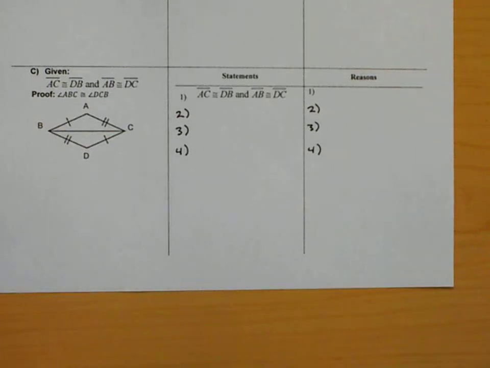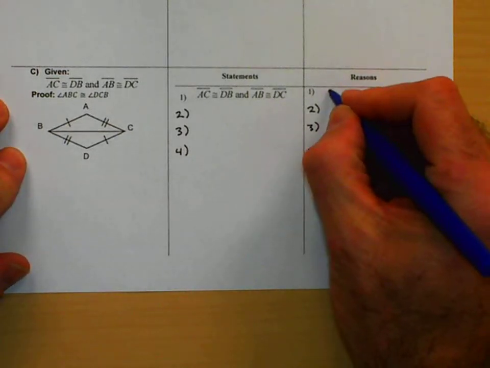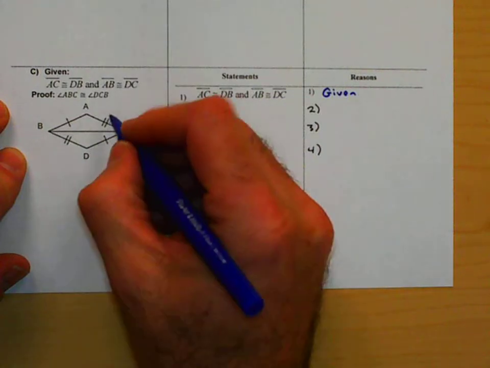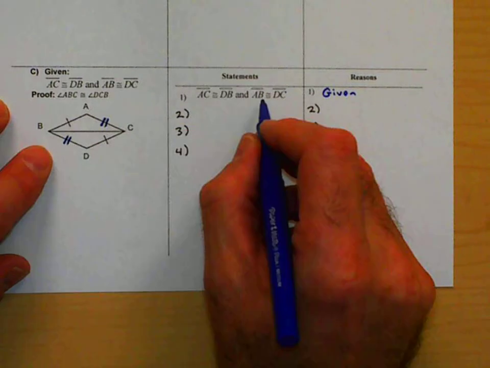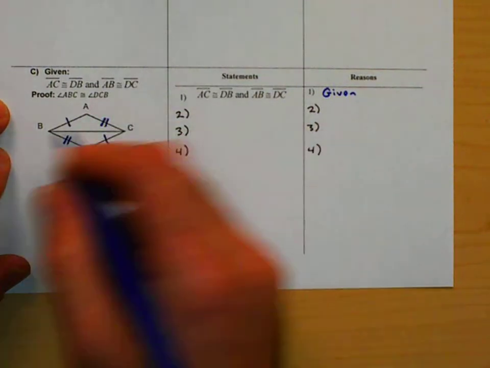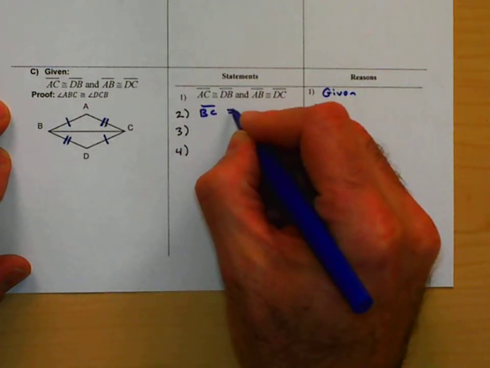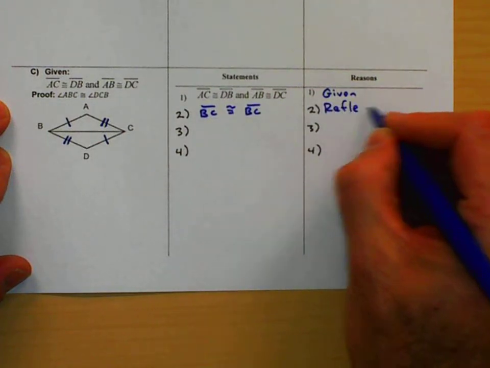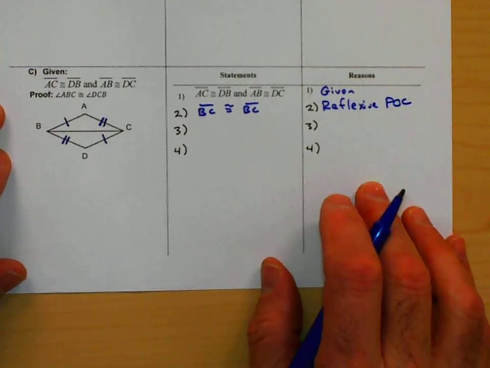we're going to go ahead here, the given information, make sure it's all marked. Given AC, DB, AB, DC, and then I also have a shared side, so I'm going to go ahead and get that information in. BC is congruent to BC by reflexive property of congruency. That's the mathematical way to say that it was a shared side.